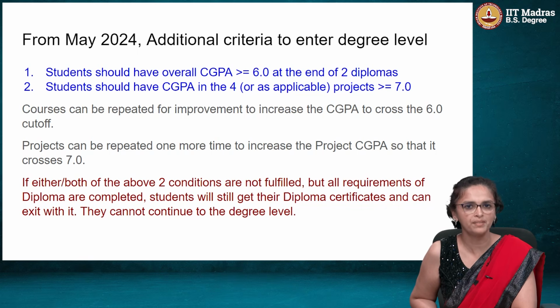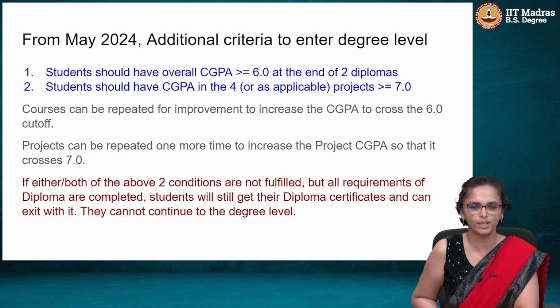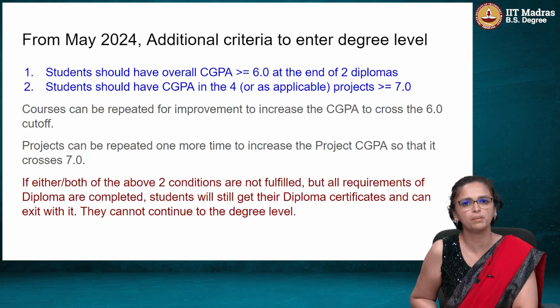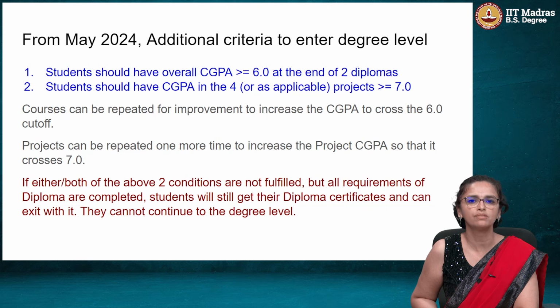But if you have done all the 4 projects, then the average CGPA across the 4 projects should be greater than 7. So, the CGPA across the theory courses and the project at the end of the 2 diplomas should be greater than or equal to 6, and the CGPA across the projects you have done in the diploma level should be greater than or equal to 7. This is an AND condition. Even if one of the 2 is not satisfied, you will not be permitted to enter the degree level from May 2024. Please keep this in mind.